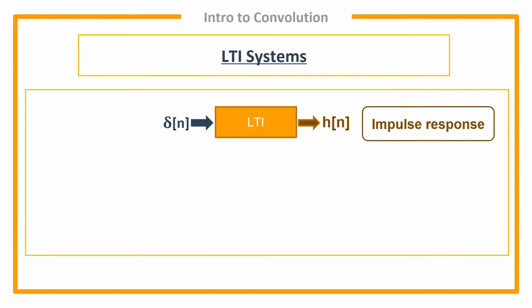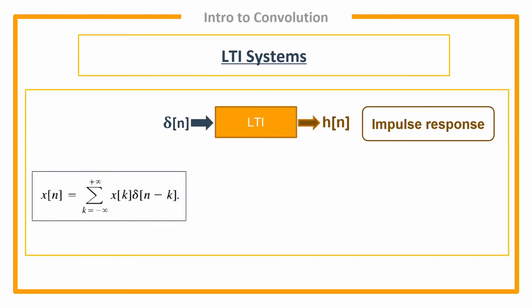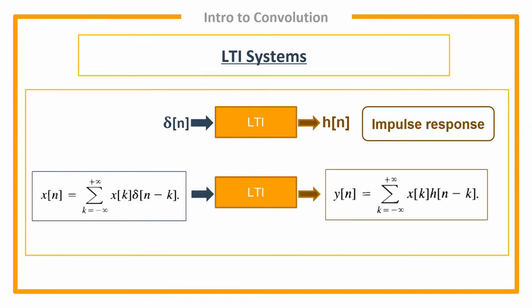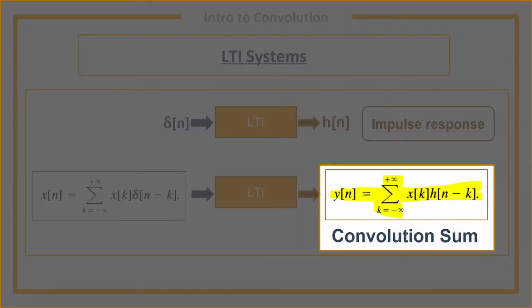An LTI system is a system which is both linear and time invariant. So when you pass an impulse signal through an LTI system, you get the impulse response. And we know that any function x of n can be written as a summation of shifted impulse functions multiplied by the function value at that point. So when we pass any function x of n through an LTI system, we get a similar output signal y of n, which gives this expression, which we call the convolution sum, and this is a very important equation.